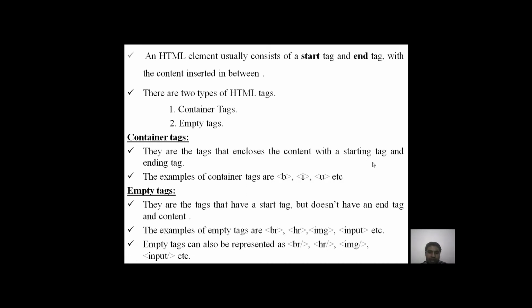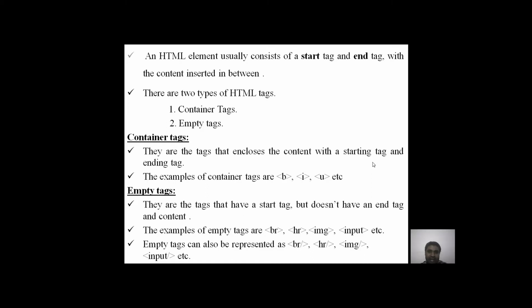Now if you just take the taxonomy of HTML tags, all the HTML tags are broadly classified into two types. The first one is container tags and the second one is empty tags. Now what do you mean by container tags? Container tags are the tags which contain content, and that content will be preceded by an opening tag and succeeded by a closing tag. Such types of tags are called container tags. We have different types of container tags in HTML like bold tag, italic tag, underline tag, etc.